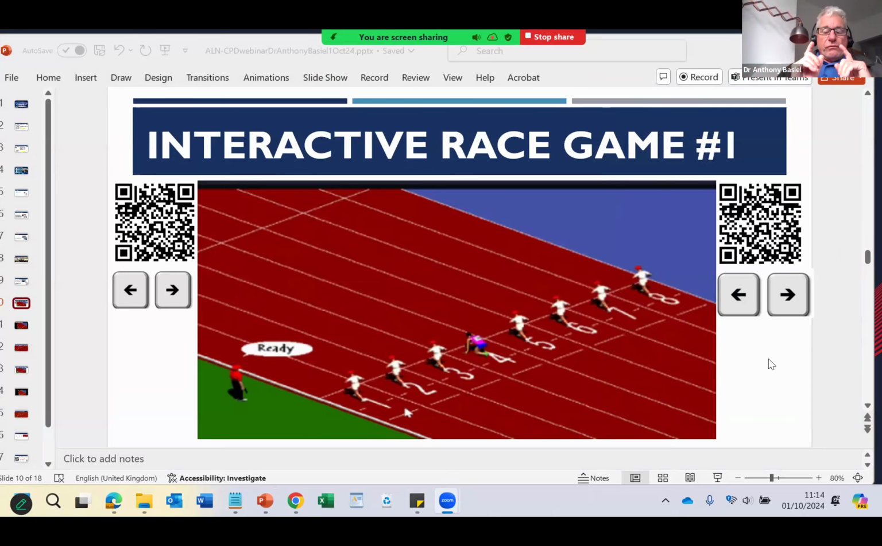Now, for the first intervention, you can only use one hand. So it's one hand, one finger. What you're going to be doing is pressing the right and left arrows. That makes the runner go. Everyone contributing makes the runner go faster. All right, here we go. One moment, let me get this ready.